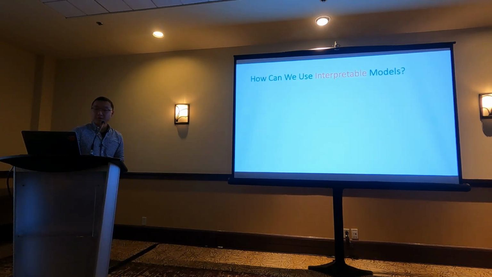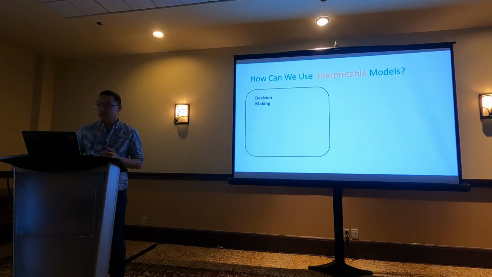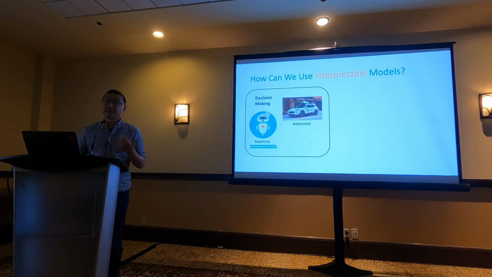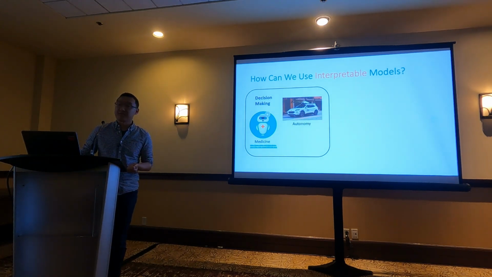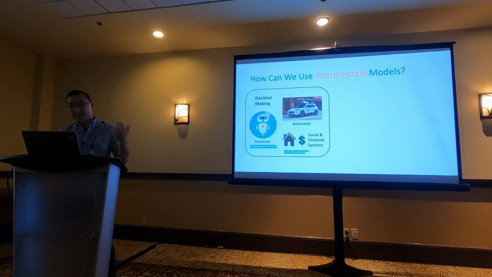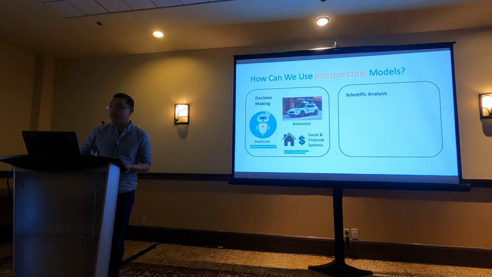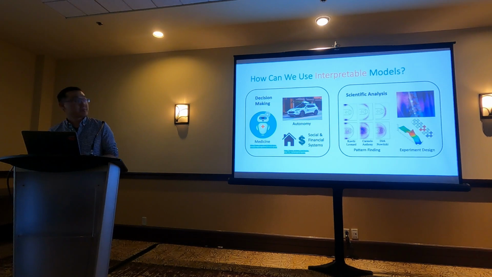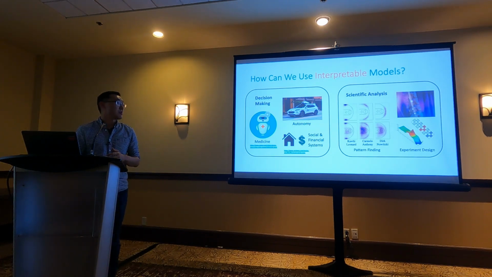So how are we going to use interpretable models? In my group, we work on both decision-making or autonomy, where interpretable models can be used in things like medical advice, autonomy. I currently am on sabbatical at a self-driving car company, and things like social recommender systems within social and financial contexts. In scientific analysis, you have things like pattern finding and experiment design. And the example on the right, we're trying to do epidural electrostimulation for people suffering from paraplegia.